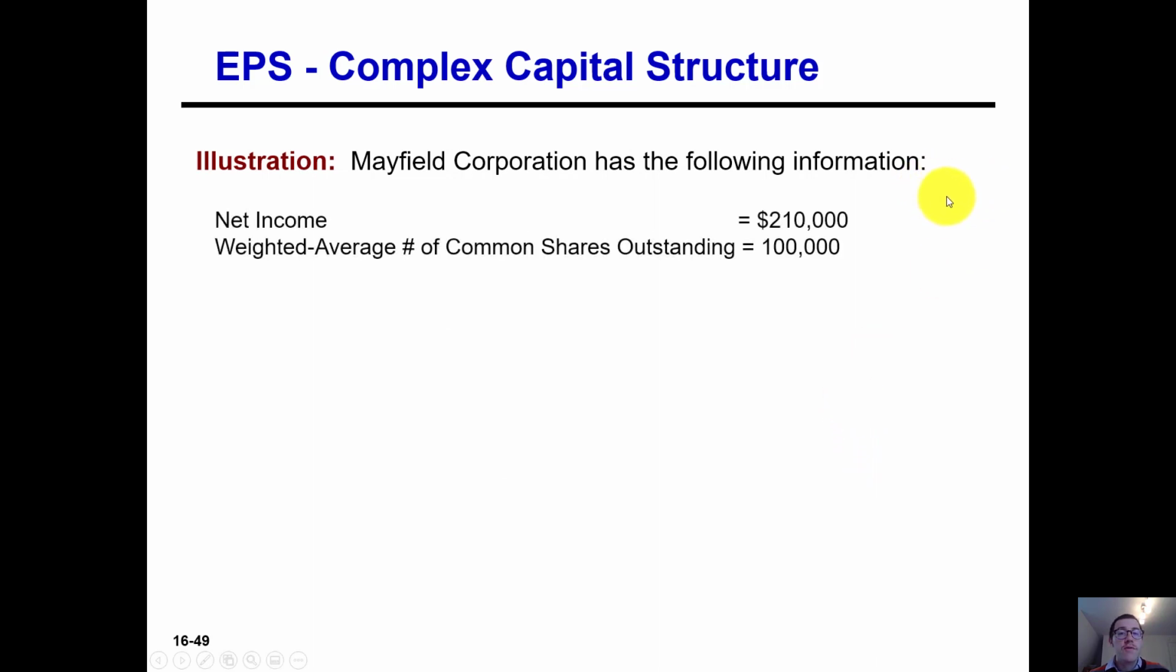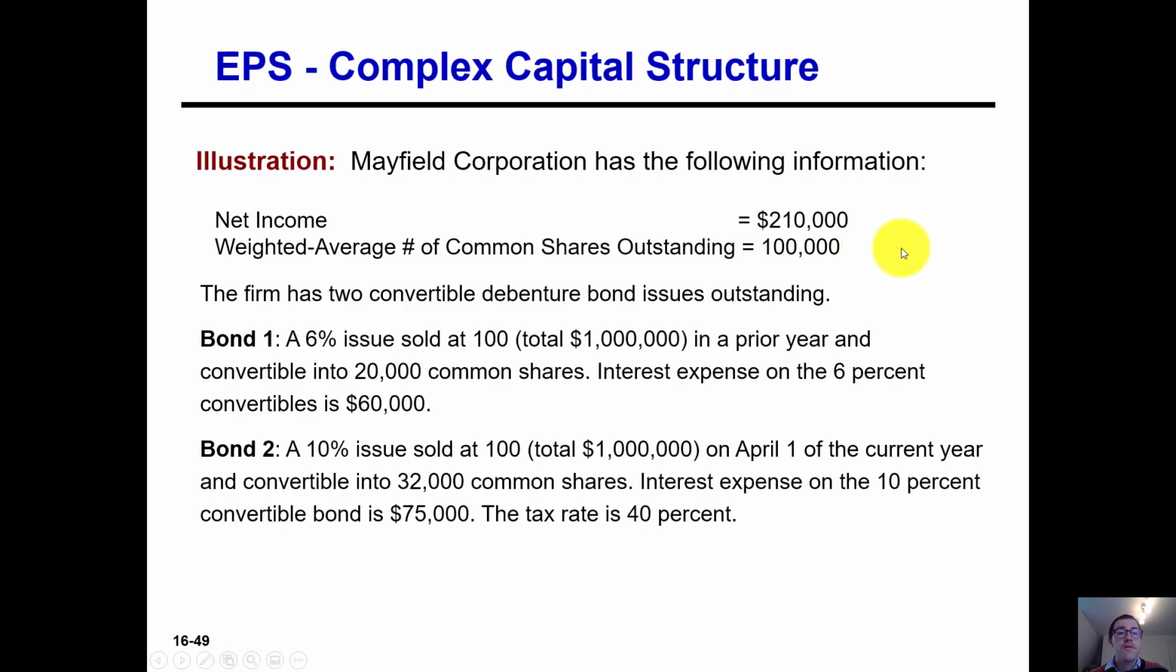They have net income of $210,000, and they have 100,000 weighted average common shares outstanding. So they've done the hard work for you. They just tell you the weighted average number there is 100,000 for the year. They have 2 convertible debenture bonds outstanding, Bond 1 and Bond 2. Okay, let's have a look at them.